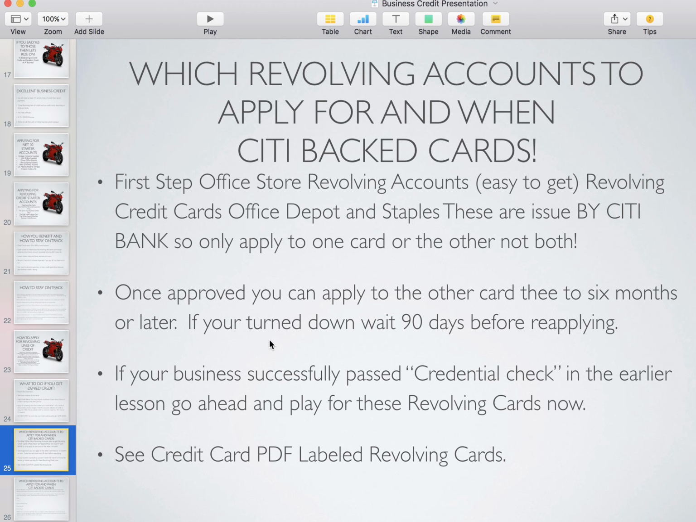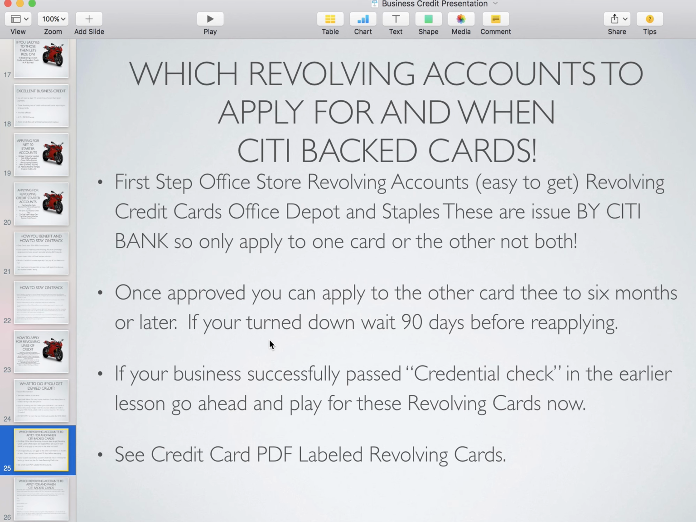Now, once you're approved, you can apply for the other card within 3 to 6 months or later. If you're turned down, you have to wait 90 days before reapplying. So what we do is put it on our calendar, 90, 95 days out just to be sure. Then we put it back on our calendar and we'll reapply. But while we're denied, we're going to go ahead and build more 30-day net 30 accounts to make our credit stronger and make sure that we pay them earlier.